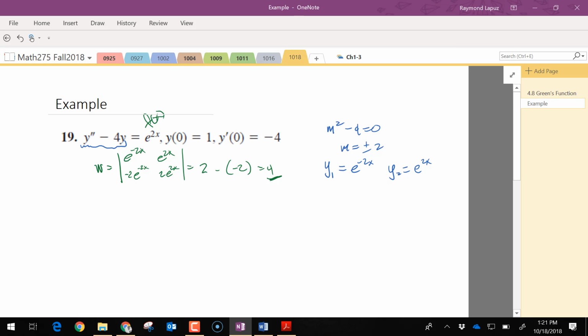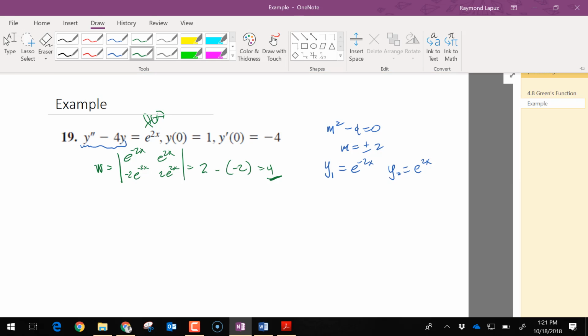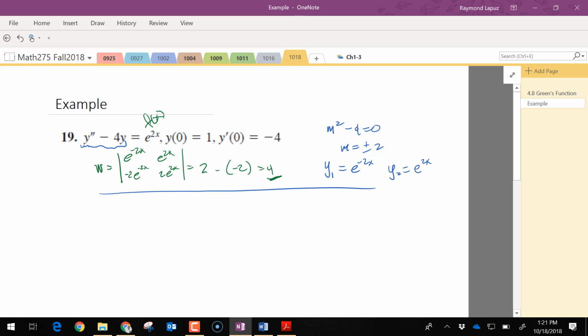So now let's try to identify Green's function. I'm going to keep saying Green's theorem, but it's Green's function. So let's identify Green's function. Green's function is G of two variables, x and t.